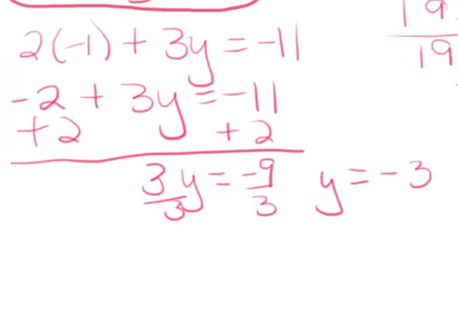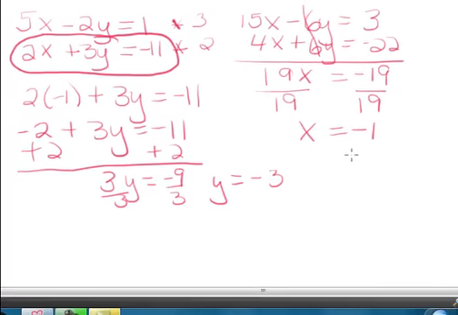Remember, your solution is an ordered pair, so the answer to this system of equations is negative 1, negative 3.